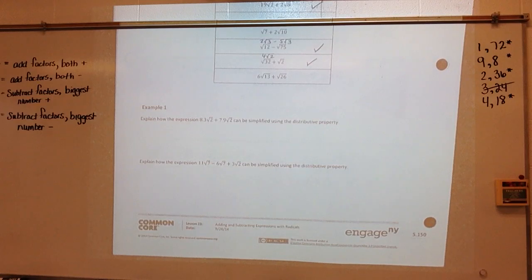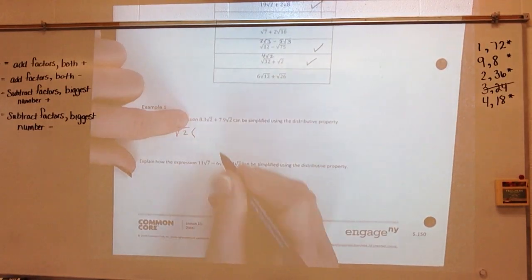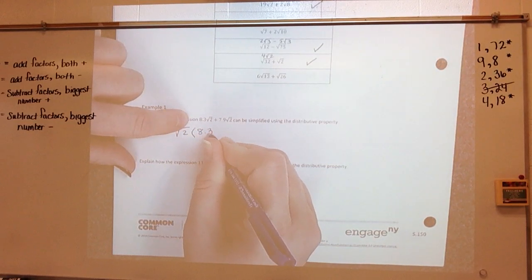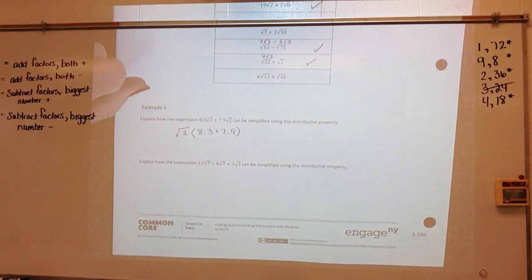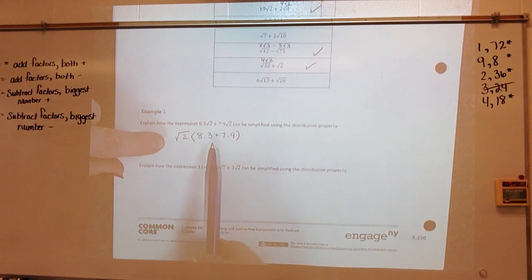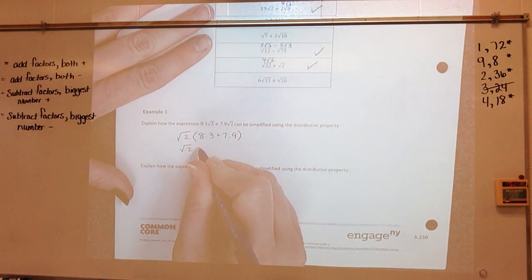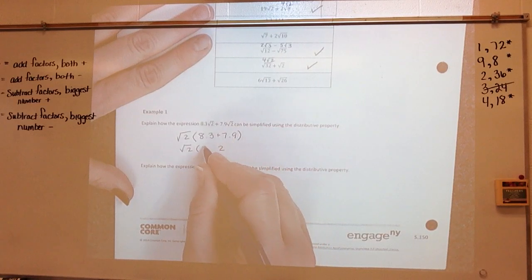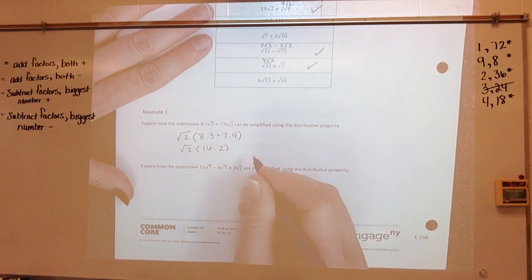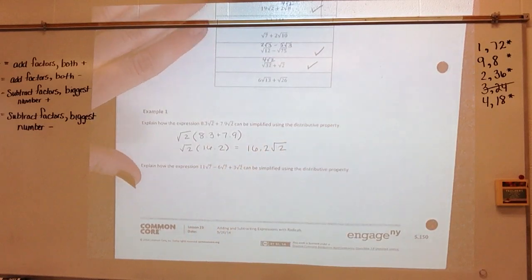in common. I can pull that square root of 2 out, and I get 8 3/10 plus 7 9/10. Alright? Which means I can go ahead and add those together, and I get square root of 2 times, let's see, that's 16.2. So I would rewrite that as 16 2/10 square root of 2.